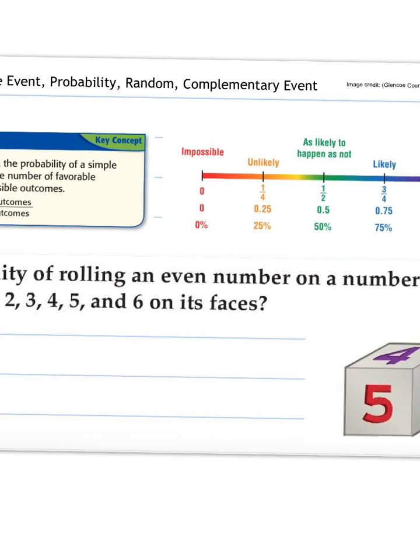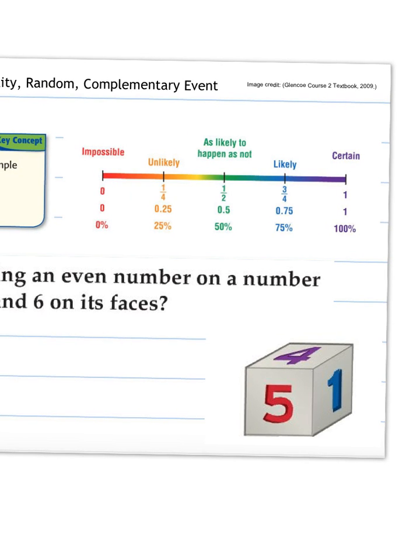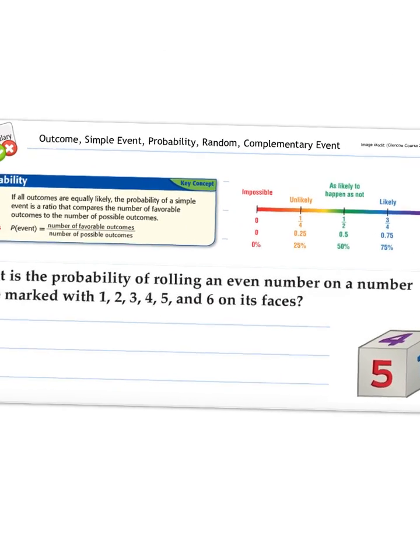And we can look on this scale to gauge how likely something is to happen. So for example, rolling a 1 out of 6, that's going to be closer to the unlikely side on our scale here. If it gets a 0, it's impossible. It's not going to happen. Whereas if it's 100%, then it's for sure going to happen. So you can look on there to see how likely it is for your event to happen.